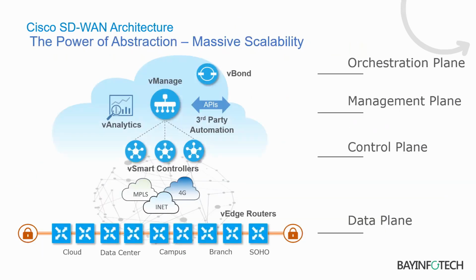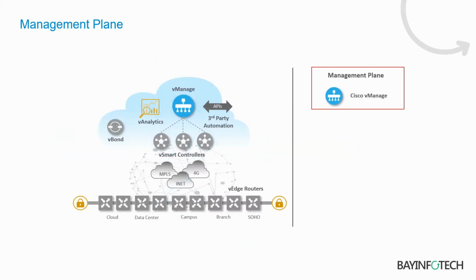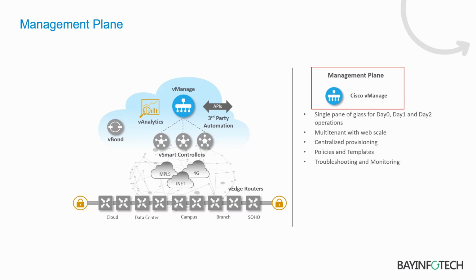Ultimately, what we're seeing here is how our data plane, control plane, management plane, and orchestration plane are bifurcated for ease of management. Ultimately, the Cisco vManage provides a single pane of glass for day 0, day 1, and day 2 operations. Its multi-tenant web-scale architecture caters to the needs of the enterprise and the service providers alike. It offers a GUI with RBAC, software upgrades, programmatic interfaces, and is highly resilient.